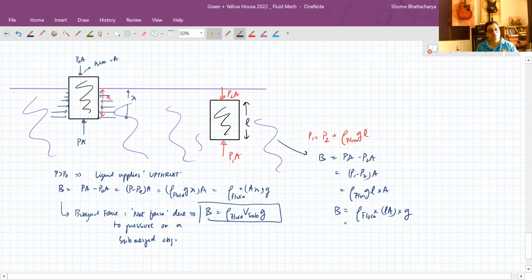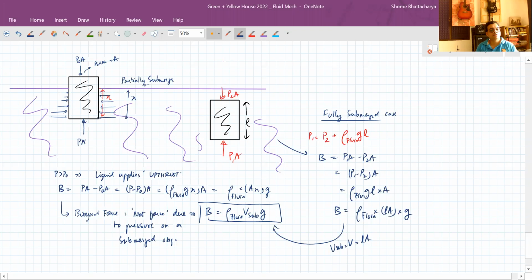So it's the same thing. This equation is the same as this, but here the volume submerged will be the total volume, which is L, because it's fully submerged. Whereas this is the partially submerged case.